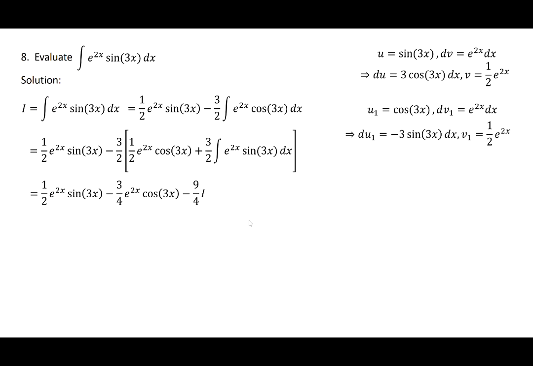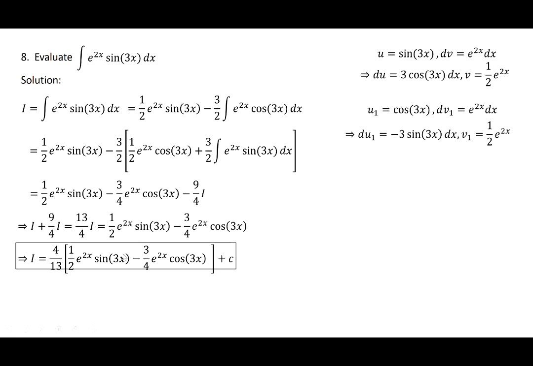Cool. Are we almost done? Yep, all we need to do is solve for I now, using simple algebra. Add 9/4 I to both sides, and I plus 9/4 I is 13/4 I. 1 plus 9/4 is 13 over 4 I, and that's equal to this stuff on the right hand side. So to solve for I itself, divide by 13/4 on both sides, or multiply by the reciprocal 4/13, and you get 4/13, all of this stuff on the right hand side, and add a plus c at the end. Cool.